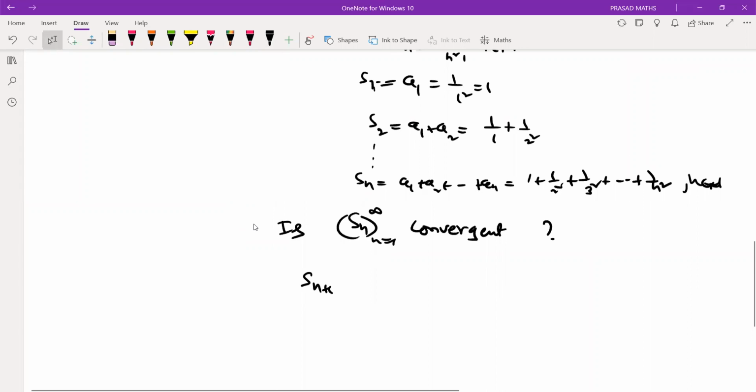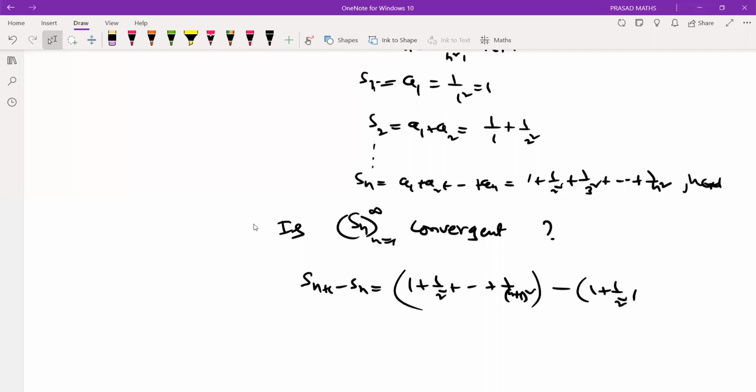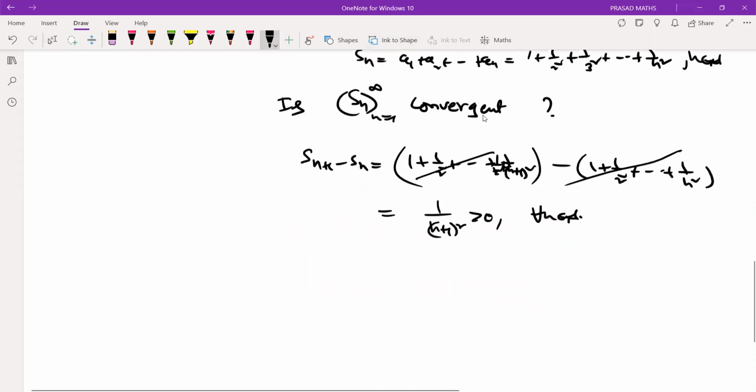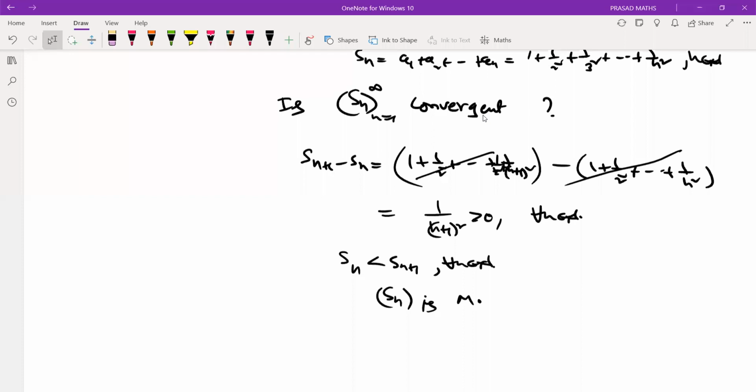So what I do, Sn plus 1 minus Sn, this is exactly what? 1 plus 1 by 2 square going on to 1 by n plus 1 whole square, minus 1 plus 1 by 2 square going on to 1 by n square. Here 1 by n square is there before. So this 1 by n square up to this cancels. What you get is 1 by n plus 1 whole square. This is clearly positive for every n. Therefore, this is my increasing sequence of real numbers. So Sn is monotonically increasing.